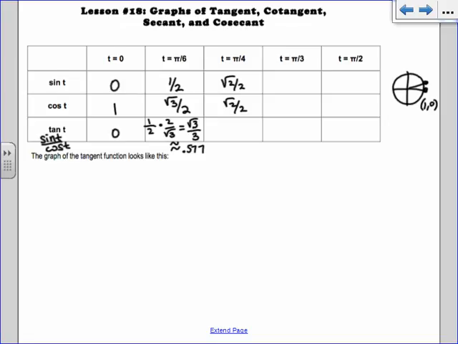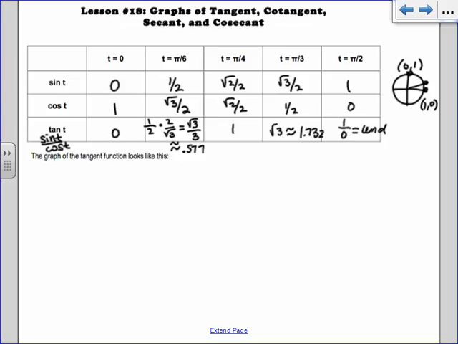So its tangent value is very easy. We just take the sine divided by cosine, so we get 1. And then pi over 3 is where we go out 1/2, up root 3 over 2. When we divide those out, we get root 3, which is approximately 1.732. And then pi over 2 is the point 0, comma 1. So 1 for sine, 0 for cosine. When I do 1 divided by 0, I get undefined.